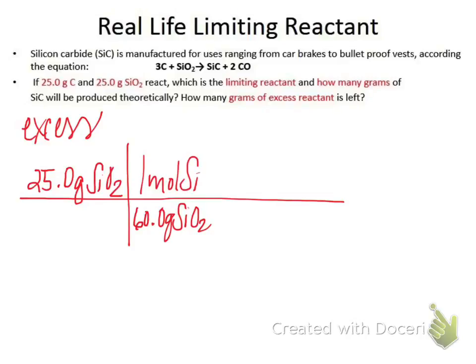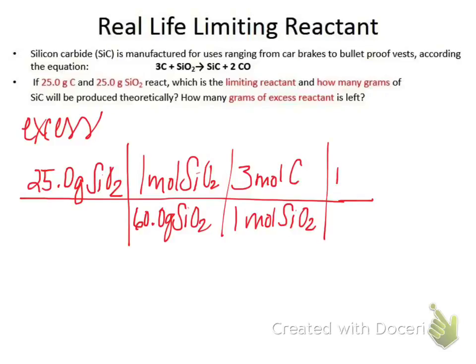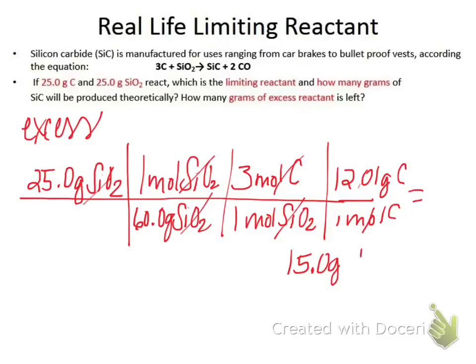Then we're going to go straight into our mole ratio. For every 1 mole of silicon dioxide, 3 moles of carbon are required. And then we multiply by the molar mass of carbon. So cancel, cancel, cancel, cancel. Everything is canceling. Pause and do that math on your calculator to make sure you're doing it correctly. And we find out that it would take 15 grams of carbon used in the reaction.